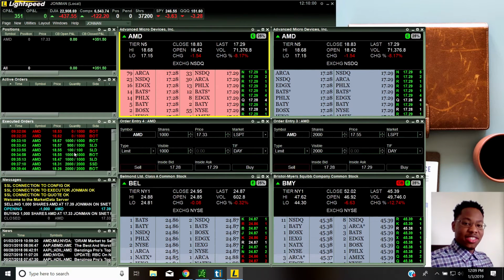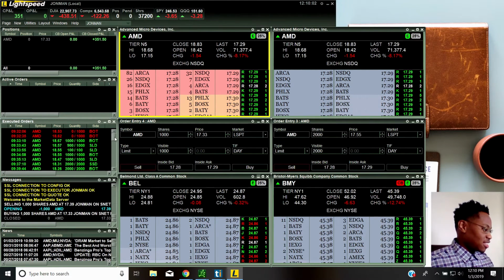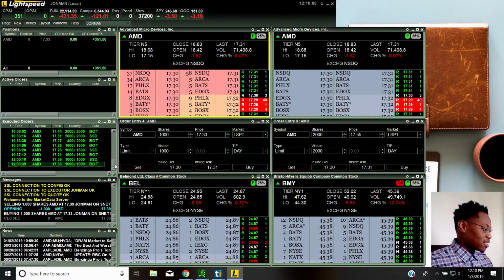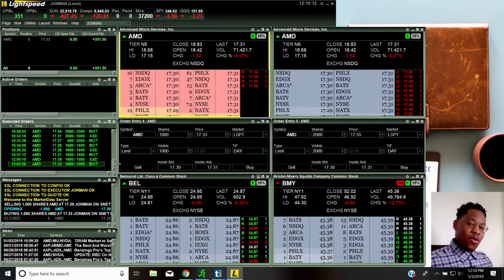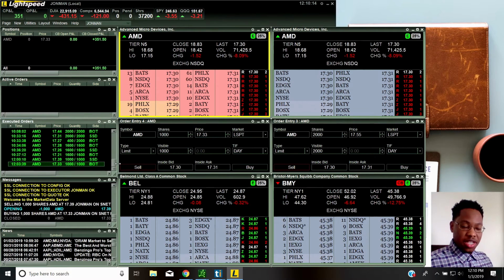Okay, so let's go ahead and get into today's trades. As you can see here on my screen on the left, under executed orders, I took a variety of trades today. I'm not going to get into each one specifically. However, I'm going to just highlight the most important ones from today.